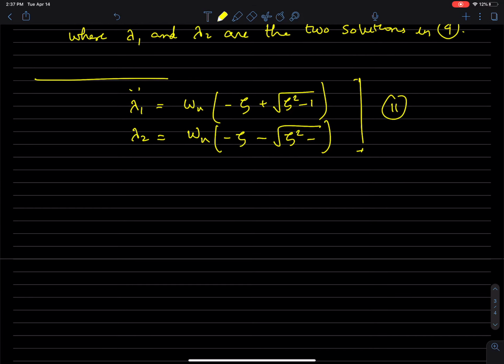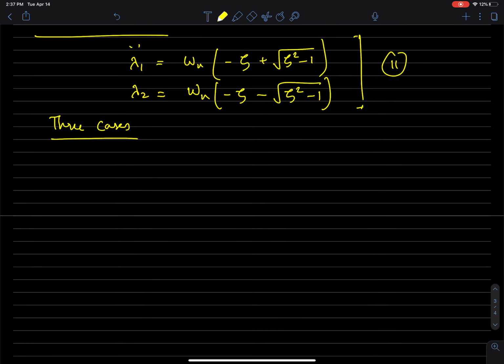Okay, here are a few different cases. There are three cases which correspond to whether lambda 1 and lambda 2 are real valued, complex valued, or involve having equal roots. So just think about when this quantity would be complex valued. It'll be complex valued if the thing that's inside the square root is negative, right?